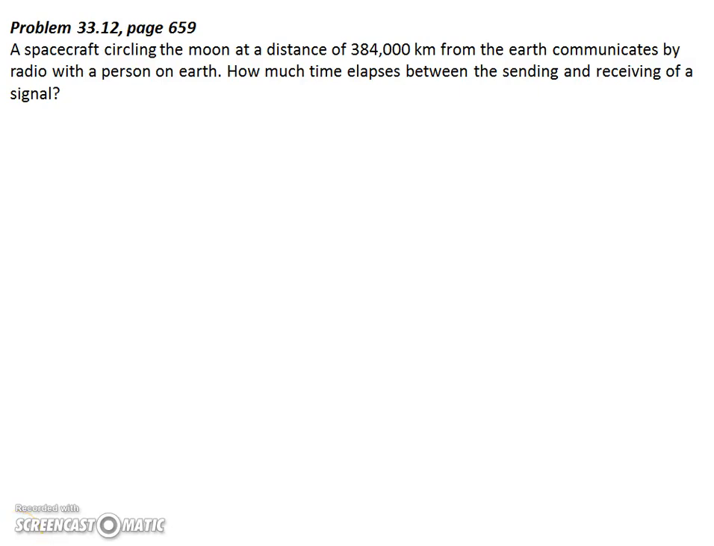Okay, so we're asked about a spacecraft circling the Moon at a distance 384,000 kilometers from the Earth, communicating by radio, and how much time elapses between the sending and receiving of a signal. So first of all, we'll assume this is one-way communication.